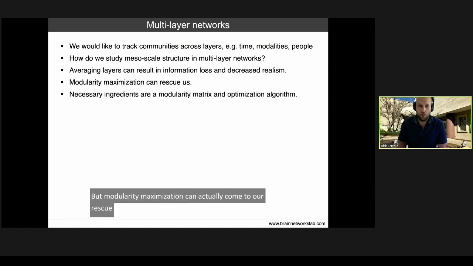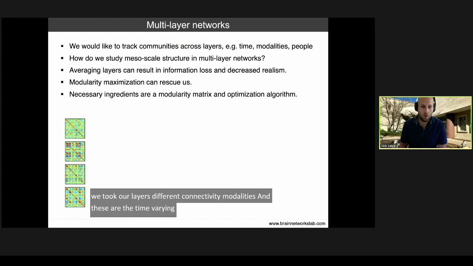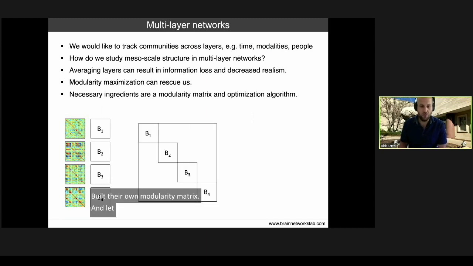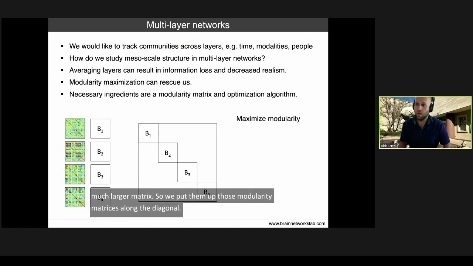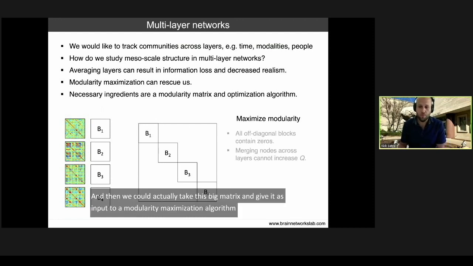Remember that all we need for modularity maximization to work is a modularity matrix and an optimization algorithm, right? So what if we did this? What if we took our layers, different connectivity modalities, and these are the time-varying networks that I showed from the previous slide. But if we took each of those networks, built their own modularity matrix, and then embedded them into this bigger object, this much larger matrix. So we put those modularity matrices along the diagonal. And then we could actually take this big matrix and give it as input to a modularity maximization algorithm, like the Louvain algorithm. What would that do?